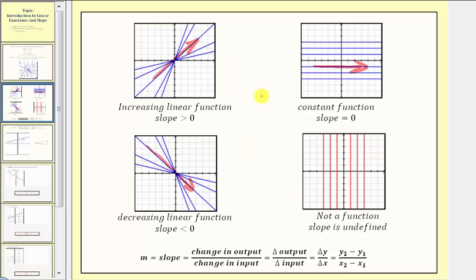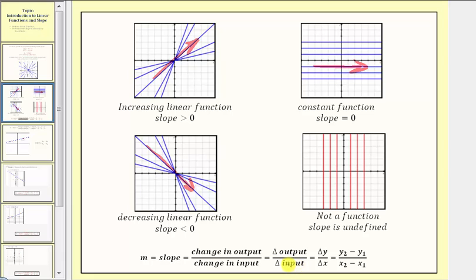When working with linear functions, we need a way to describe whether a function is increasing or decreasing, and also how fast the function is increasing or decreasing. And for this we use what's called slope, where slope is defined as the ratio of the change in output to the change in input, which sometimes we'll see written this way, where this delta means change. So again, the slope is equal to the ratio of the change in output to the change in input.